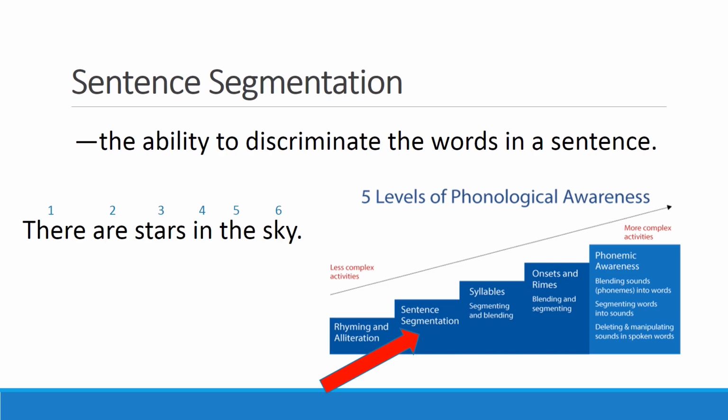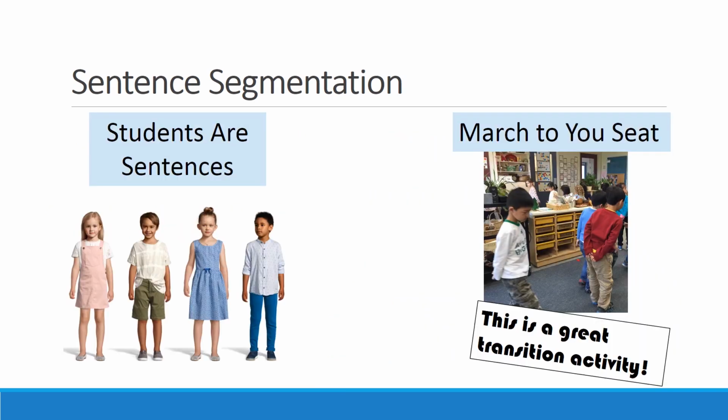Sentence segmentation is the ability to discriminate the words in a sentence. In the sentence, there are stars in the sky, there are 6 words. I like to use student models to help with these activities. Have 7 students stand in a line. Use fun and familiar sentences such as, 5 little monkeys jumped on the bed. Have each student in line step forward as they each say one word in the sentence.